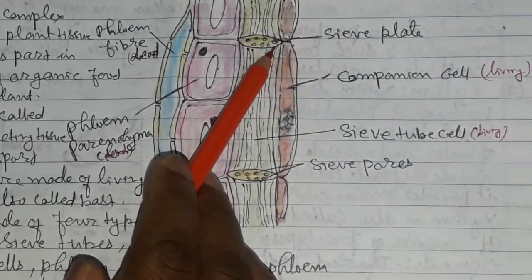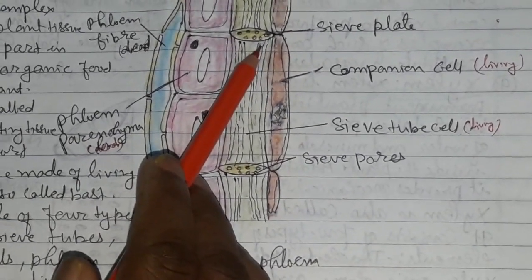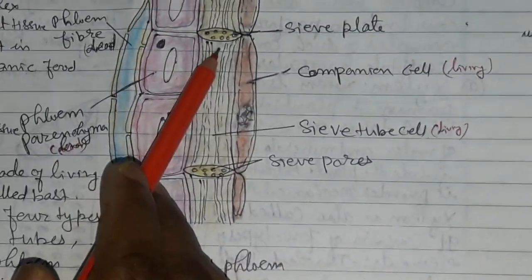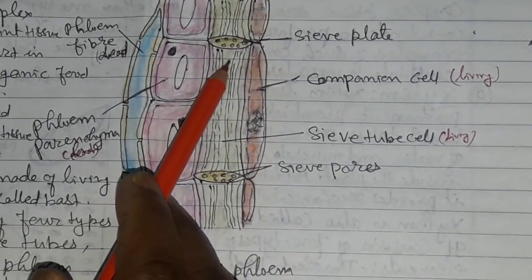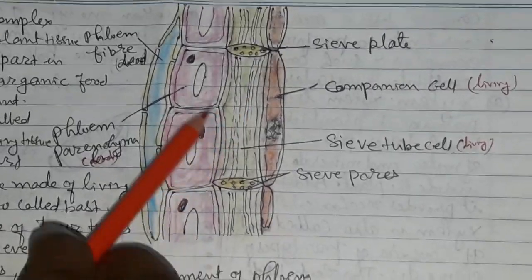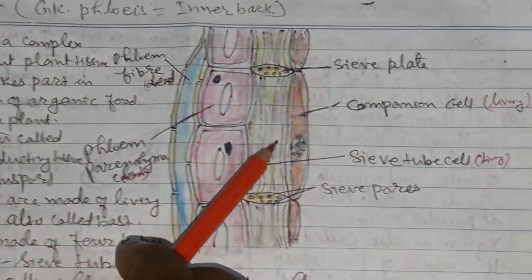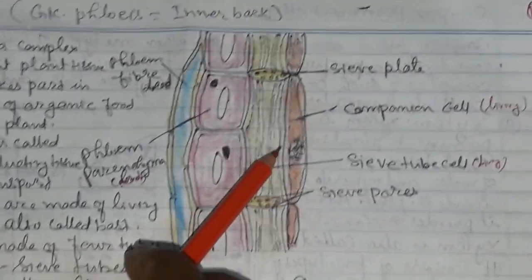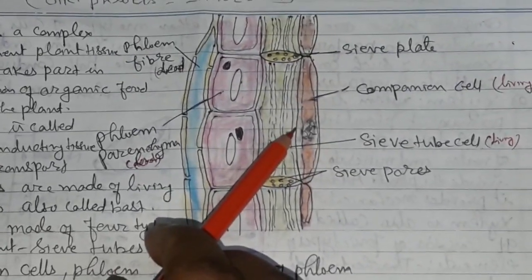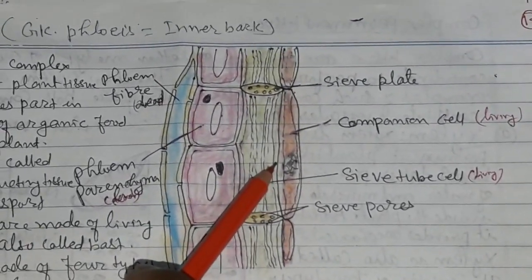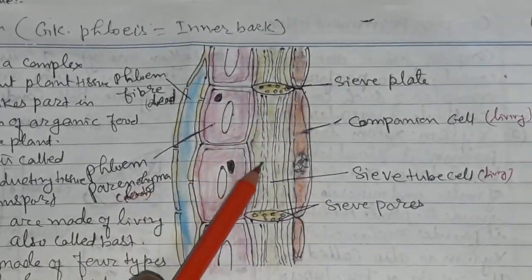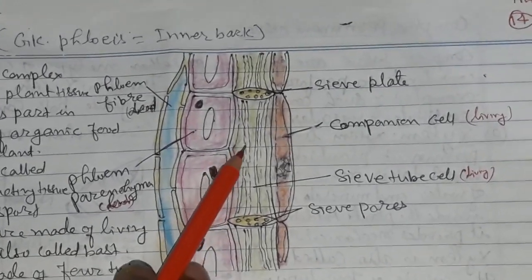I have labeled here sieve plates. Sieve plates slightly bulge out, and sieve tube cells have vacuolated cytoplasm. Nucleus degenerate हो जाता है, and cytoplasmic strands are continuous between adjacent sieve tube cells through the pores of the sieve plates. This is the sieve pores, this is the sieve plates, and these are the cytoplasmic strands.